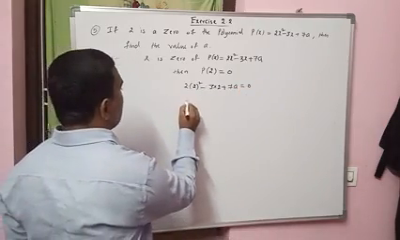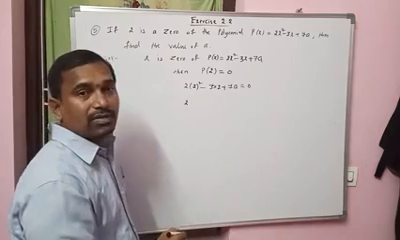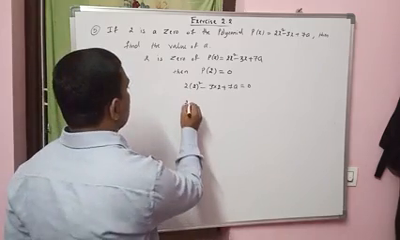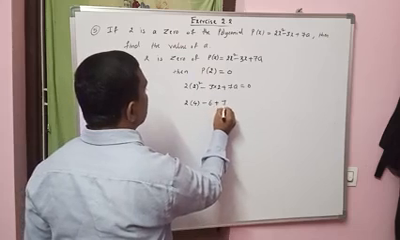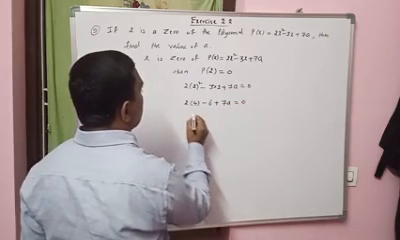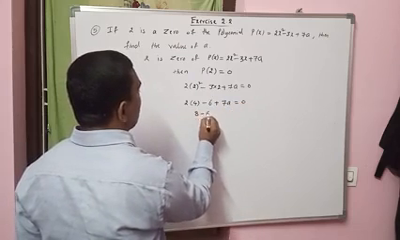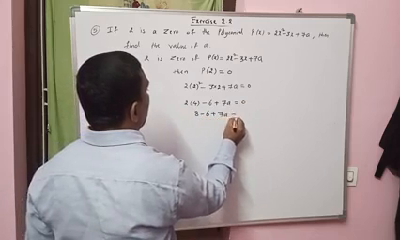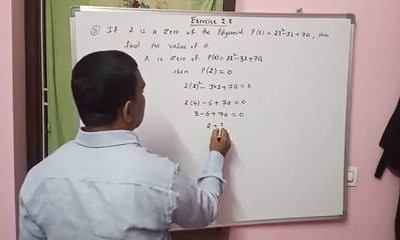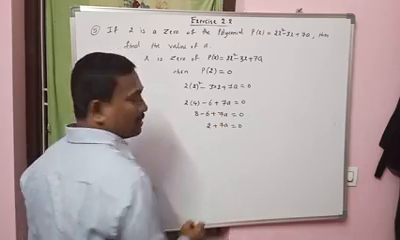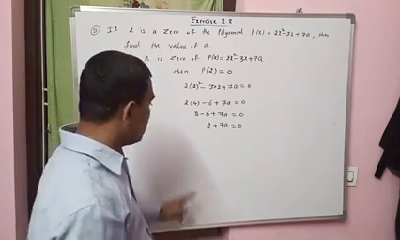So, here 2 into 2 square. 2 square means 2 into 2, that is 4. Minus 3 2s are 6. Plus 7a equal to 0. 2 4s are 8, minus 6, plus 7a equal to 0. 8 minus 6 is 2, plus 7a equal to 0. We find out a value.